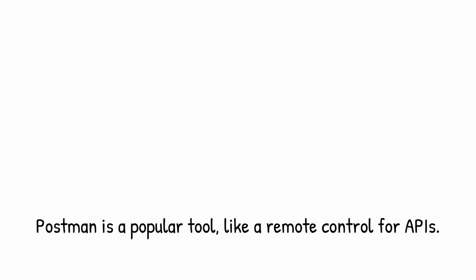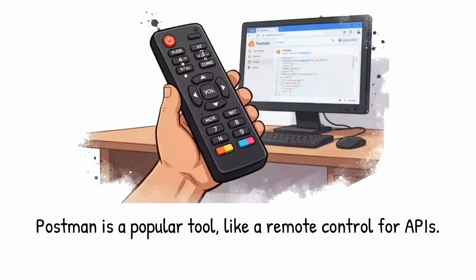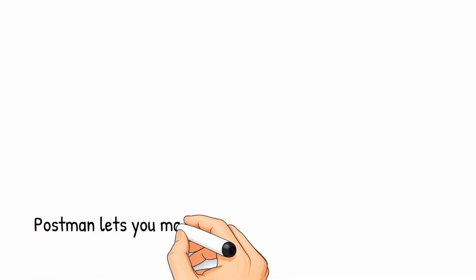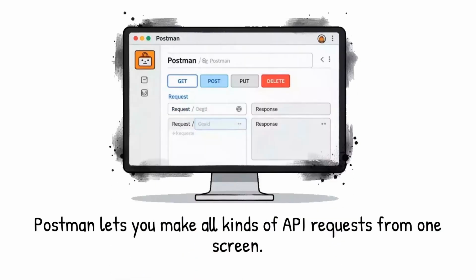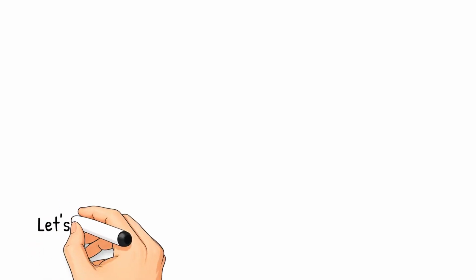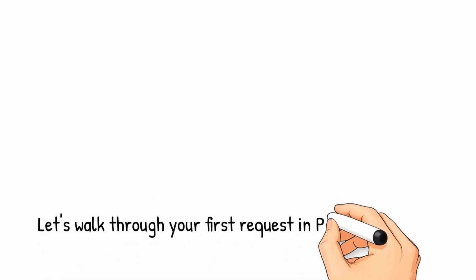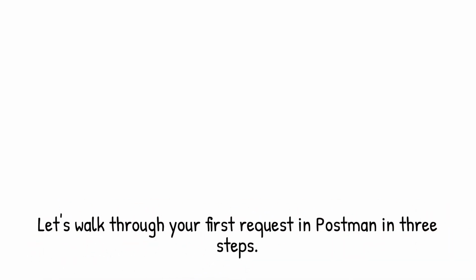Think of Postman as a remote control for APIs, where a TV remote lets you press any button, power, volume, channel, without opening up the TV. Postman lets you send any kind of request, get, post, put, delete, and see exactly what comes back, all from one clean screen. It's free, and you can use it right in your browser or as an app. Let me walk you through your first request in it. Don't worry, it's only 3 steps.